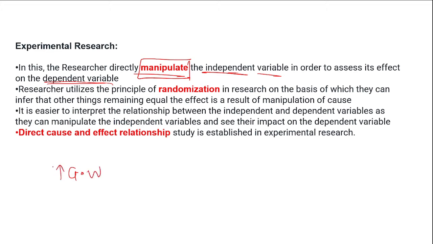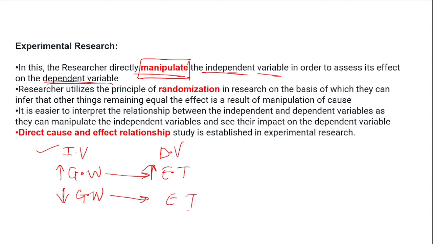If global warming increases, then earth temperature will also increase. Here global warming is the independent variable, whereas earth temperature is the dependent variable. We'll manipulate the independent variable and decrease the global warming, and then the earth temperature automatically decreases. When we increase the global warming, earth temperature also increases. So when the researcher manipulates the independent variable, they can see the effect on the dependent variable.